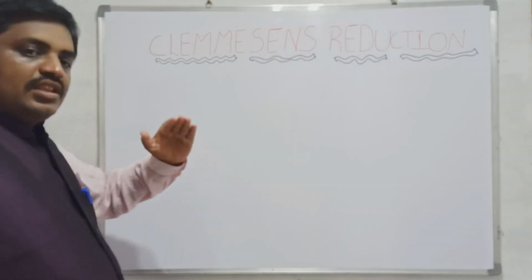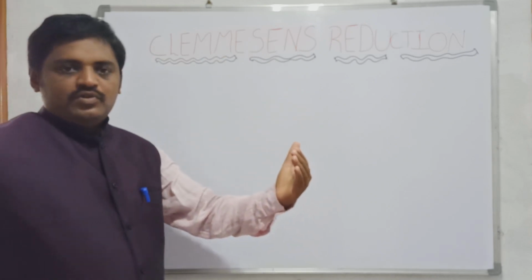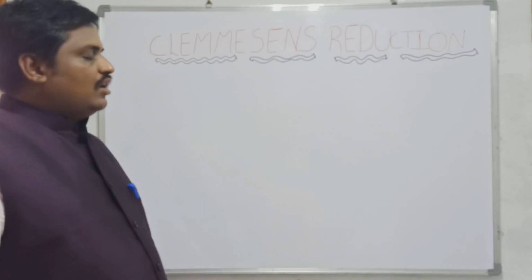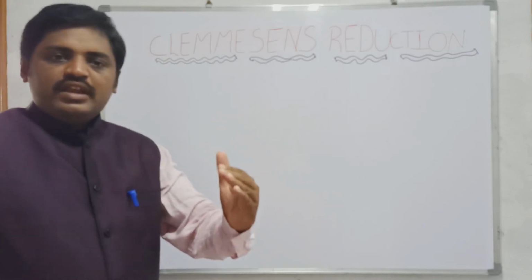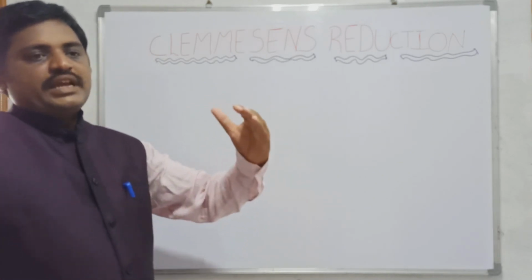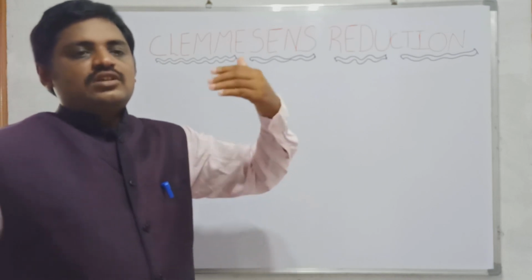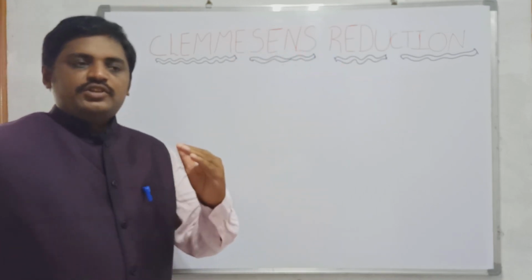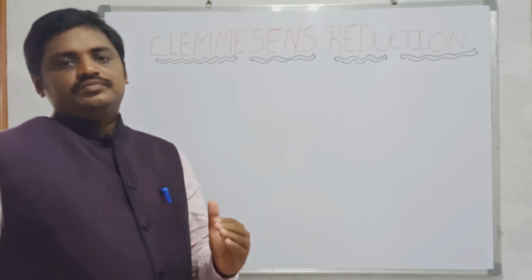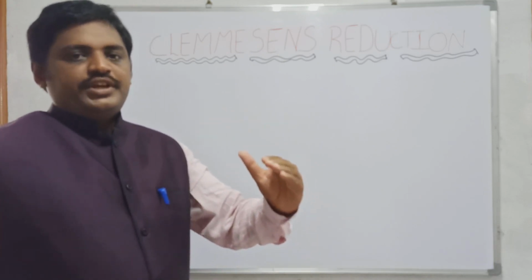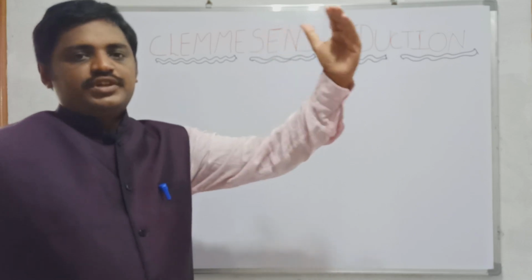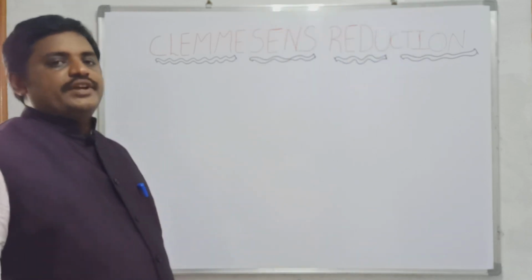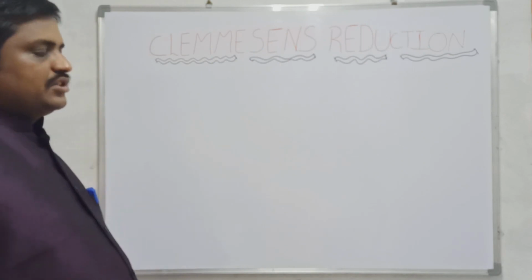Generally, carbonyl compounds like aldehydes or ketones are taken. These react with zinc amalgam in the presence of concentrated hydrochloric acid. These molecules are converted to unsaturated hydrocarbons or saturated hydrocarbons. This type of reaction is known as the Clemmensen reduction reaction.